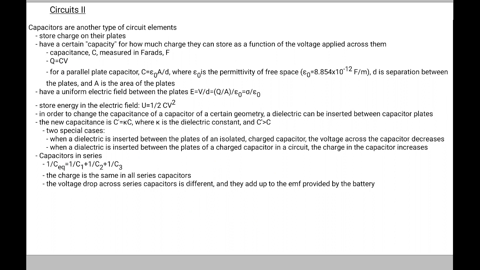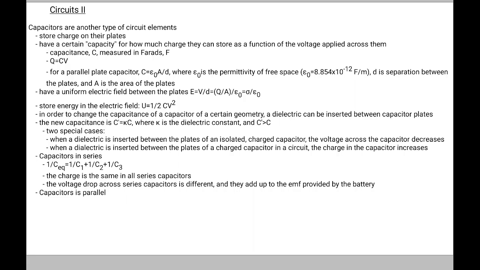So here I'm summarizing the observations we made before, how capacitors add in series, the fact that the charge is the same on all series capacitors, just like the current was the same in all series resistors. The voltage drop across the series capacitors is different, and they add up to the EMF provided by the battery.